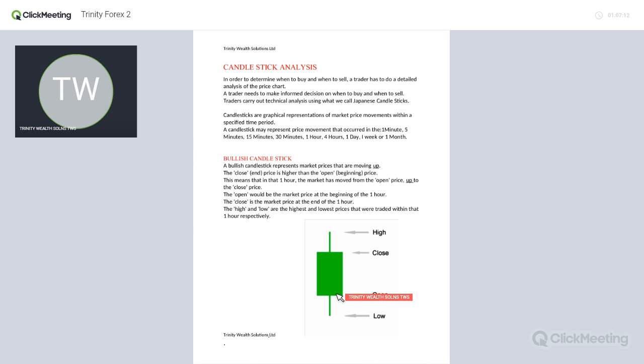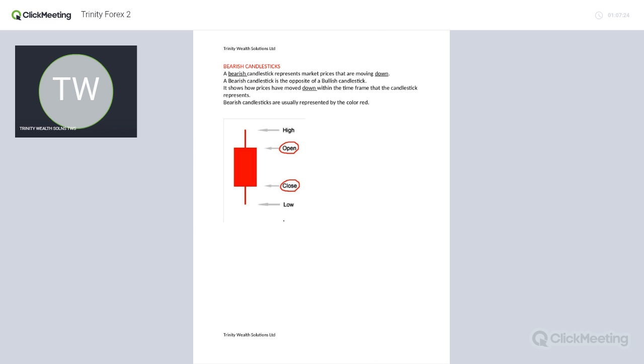Okay, so we've just seen that when the opening price is below the closing price, or rather it closes above the opening price, that's a bullish candlestick. But the reverse happens: if the market closes below the opening during that 1 hour, that's a bearish candlestick. Many times, green is used to represent bullish candlesticks, and red is used to represent bearish candlesticks.